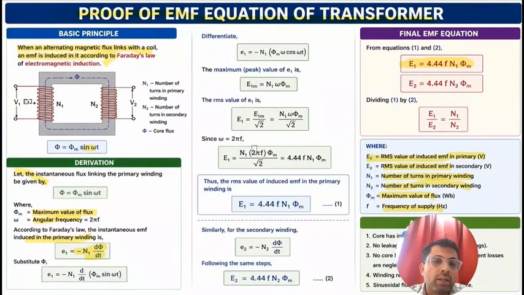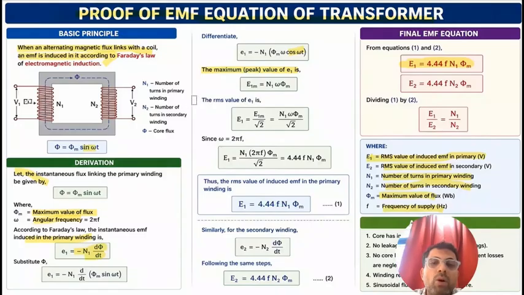Now E1 equals, if we take the derivative with respect to sine omega t, what answer will we get? E1 equals minus N1 as it is. What is the derivative of sine omega t? It is cos omega t, and because of the multiplication by omega, the derivative of sine omega t is omega cos omega t. So I have written it here. So the maximum value of E1m equals N1 omega phi m.